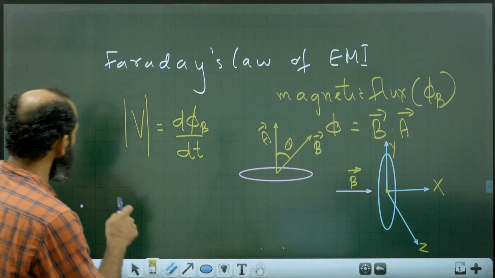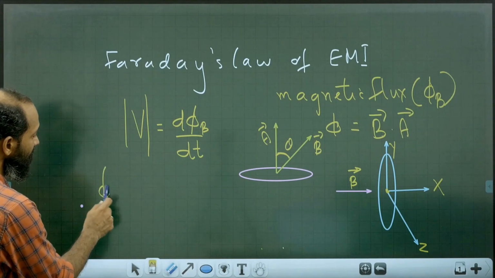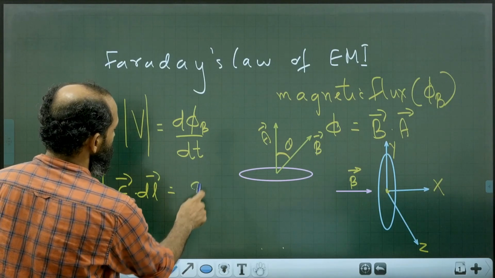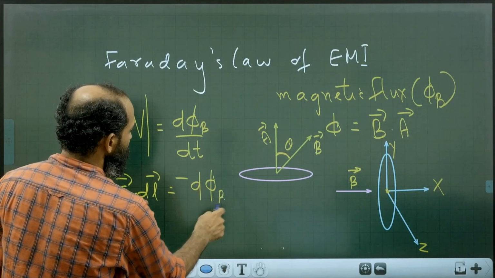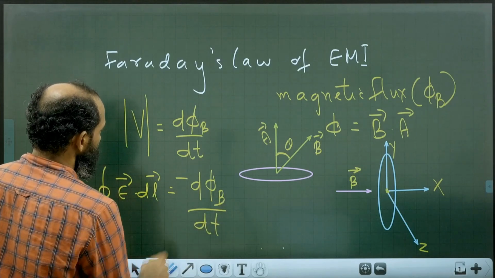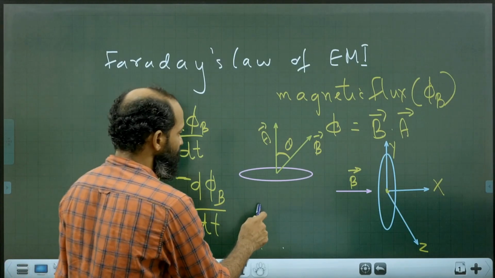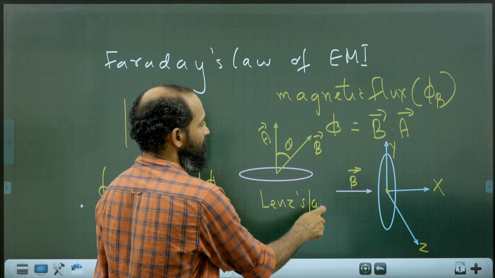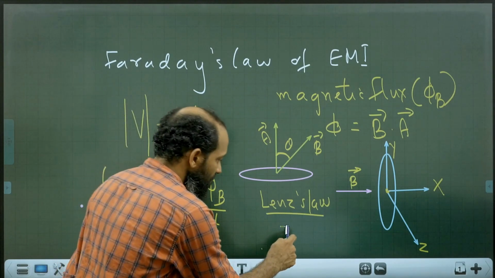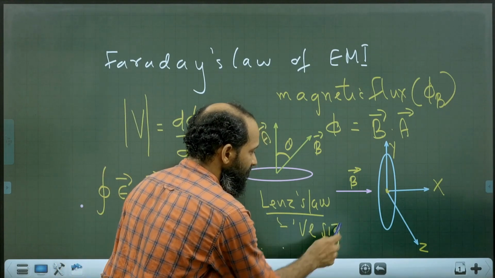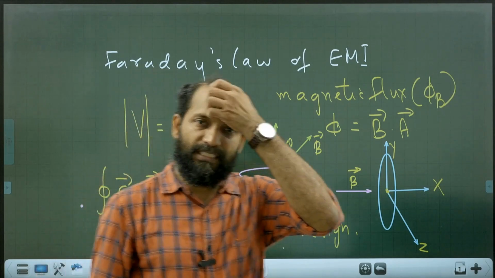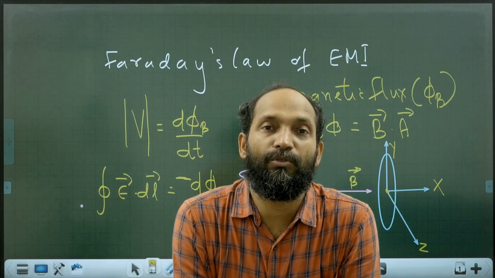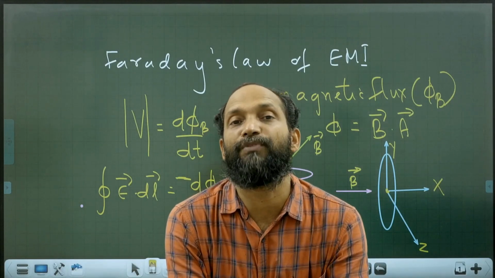This voltage equation can also be written in its integral form. The closed integral of E dot dl is equal to minus d phi divided by dt. This minus sign was introduced by Lenz, and that law is called Lenz's law. Lenz's law brings that negative sign there. The negative sign indicates that the induced voltage or induced current is always in such a way that it opposes the flux change.